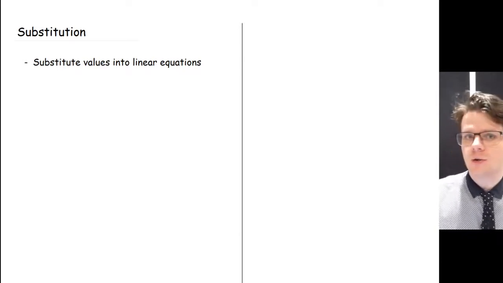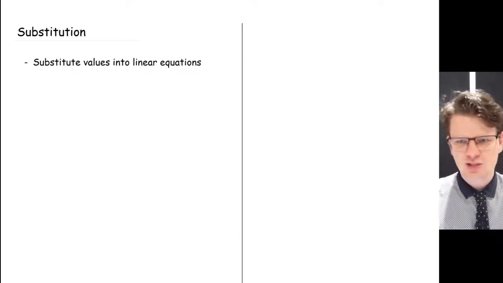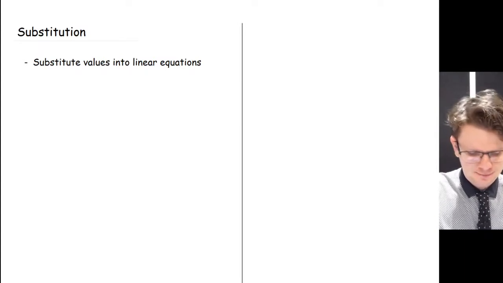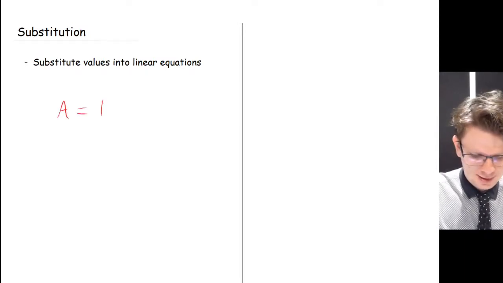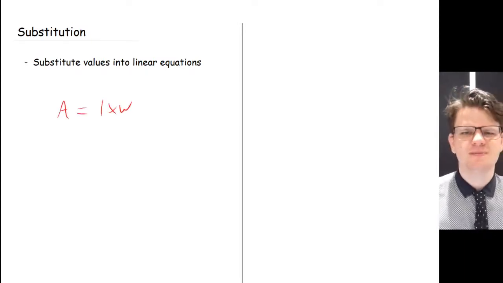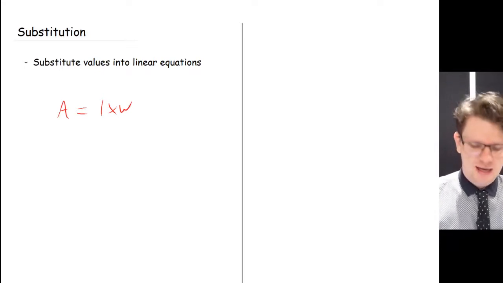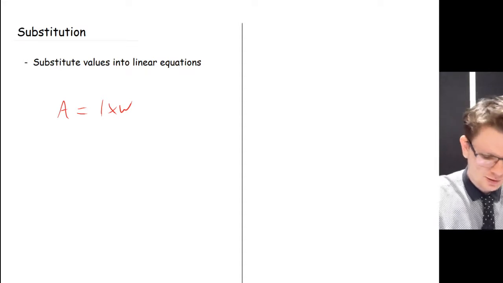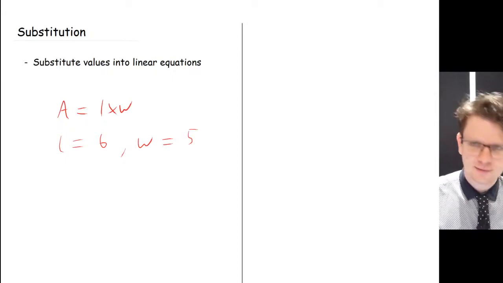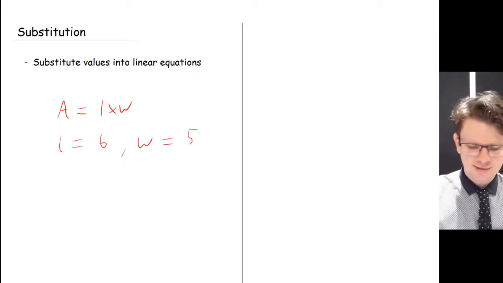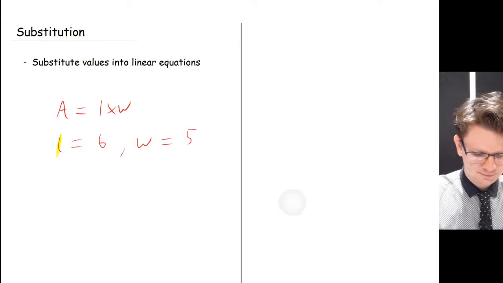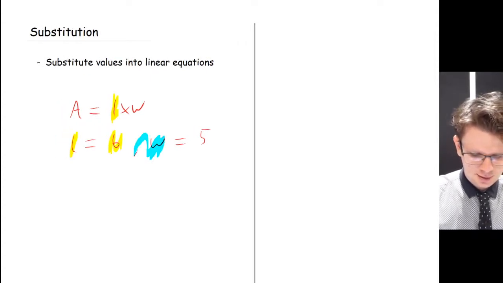Let's take an equation that we're probably a little bit familiar with and just check that we're feeling alright with it. A equals L times W, a fairly common expression we'd have. And if I told you that the length was equal to 6 and the width was equal to 5, we'd all be able to substitute quite nicely in L and W.